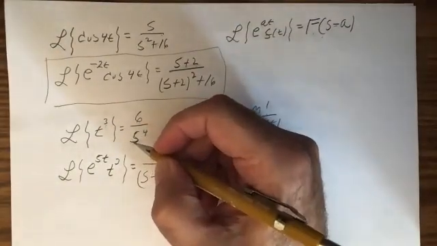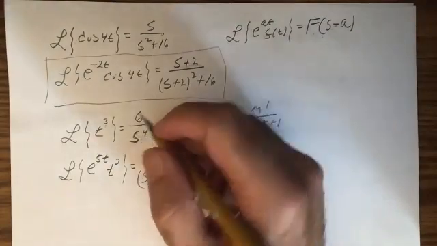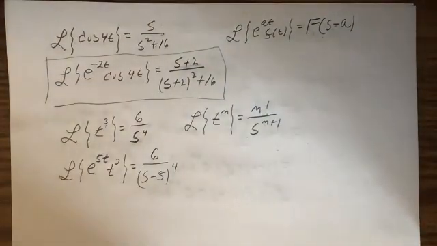This is sometimes called the translation on the s-axis theorem. I think that's what your book called it. It's also sometimes called the first translation theorem. We can also take a look at the second and other ones.